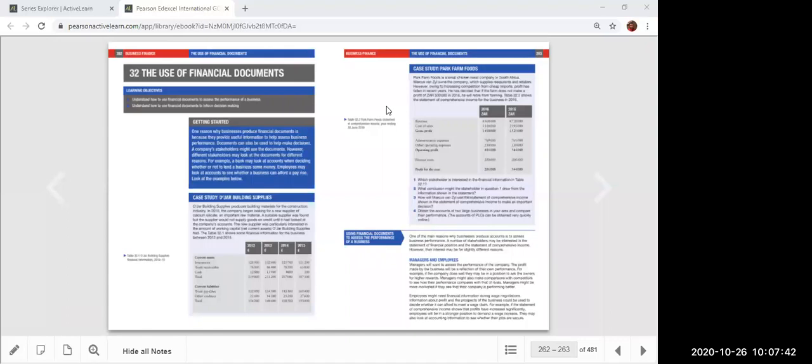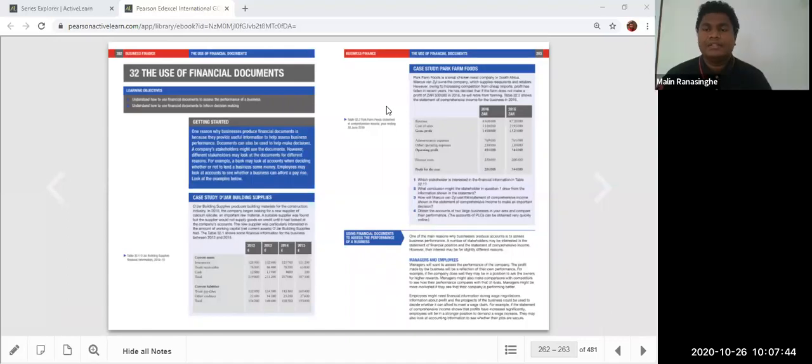If you recap our previous lesson, the ratio analysis lesson, you learned six ratios: two profitability ratios, two liquidity ratios, and two performance ratios. Mainly profitability ratios are gross profit margin and operating profit margin. You know how to calculate gross profit margin: gross profit over revenue into 100, and operating profit margin equals operating profit divided by revenue into 100.